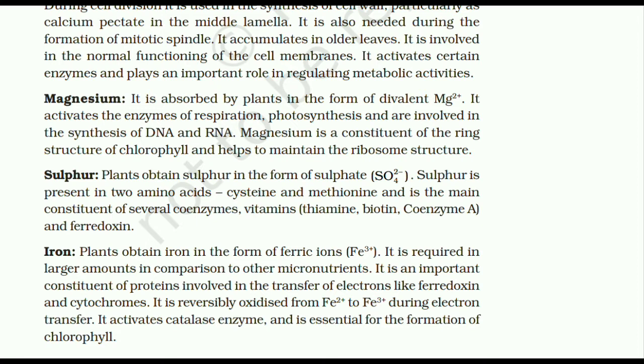Sulfur. Plants obtain sulfur in the form of sulfate ion. Sulfur is present in 2 amino acids, cysteine and methionine, and is the main constituent of several coenzymes and vitamins such as thiamine, biotin, coenzyme A, and ferredoxin.